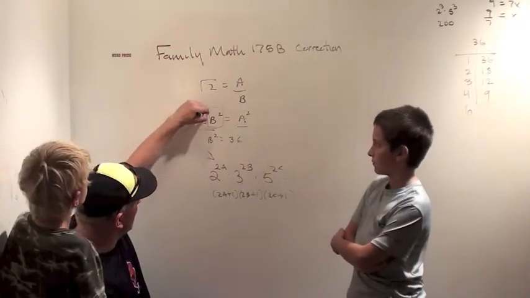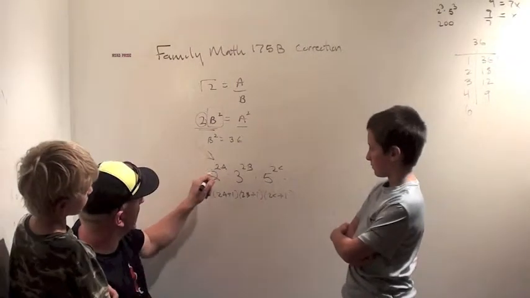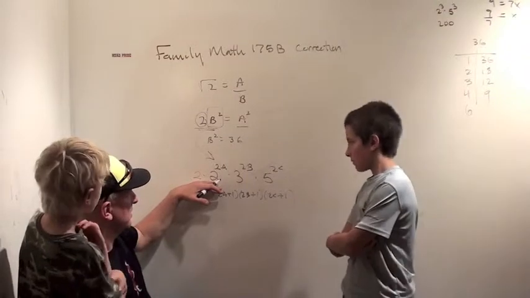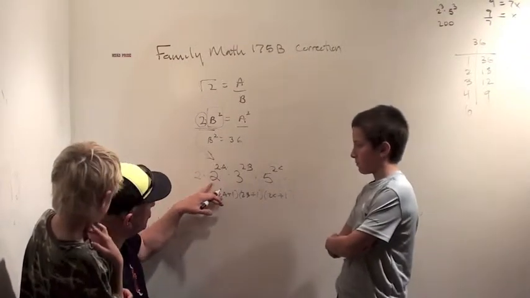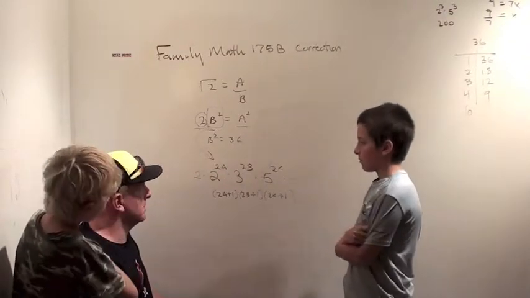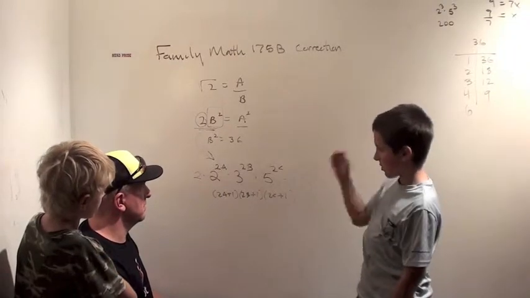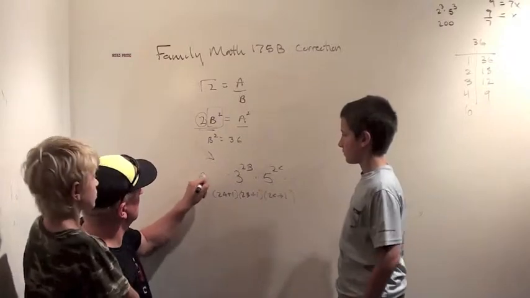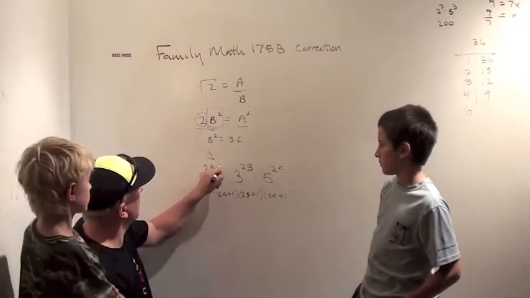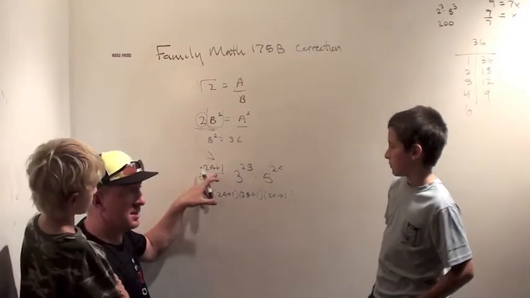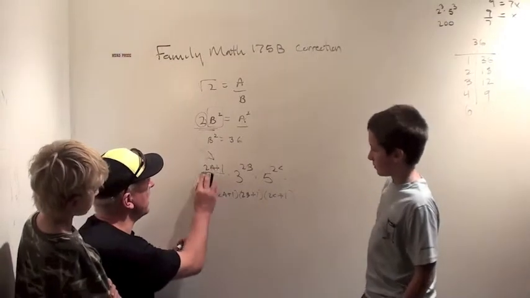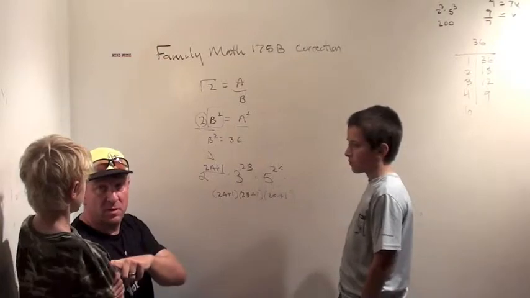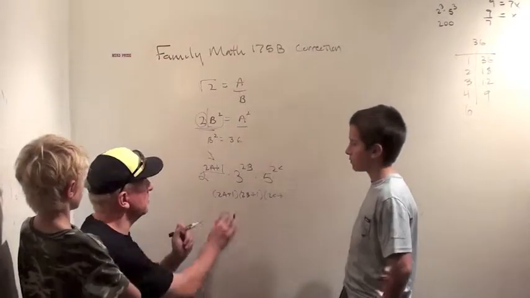Now look what happens when I add in this extra power of 2 here. What is 2 times 2 to the 2a? It's 2 to the 2a plus 1. Very good. So my new power is 2a plus 1. Now I have to add 1 to this, so what is 2a plus 1 plus 1? It's 2a plus 2.